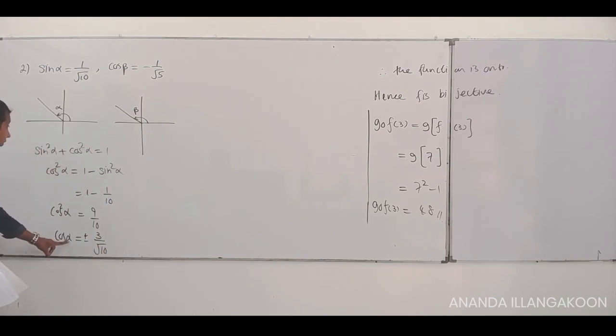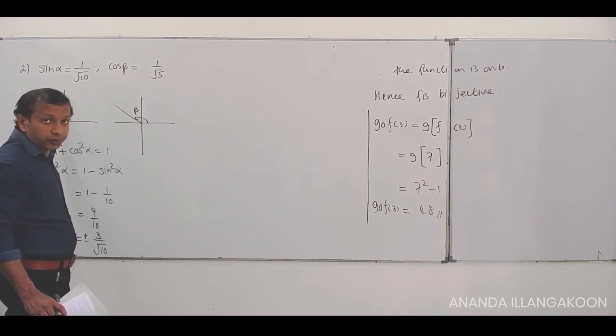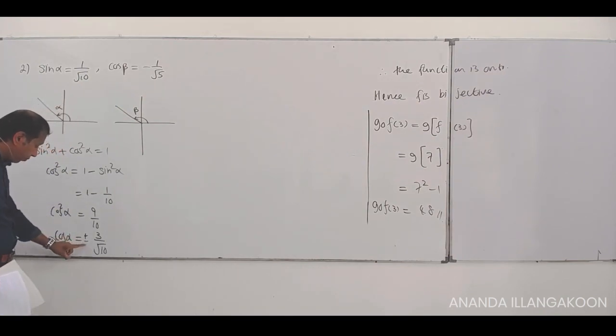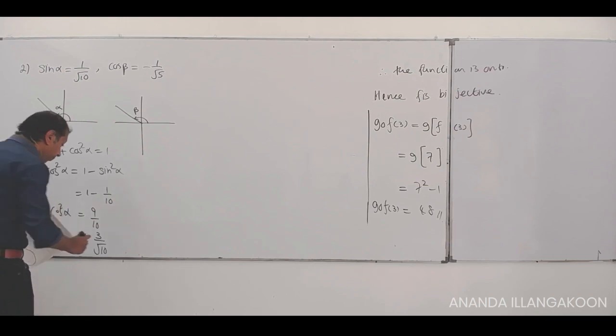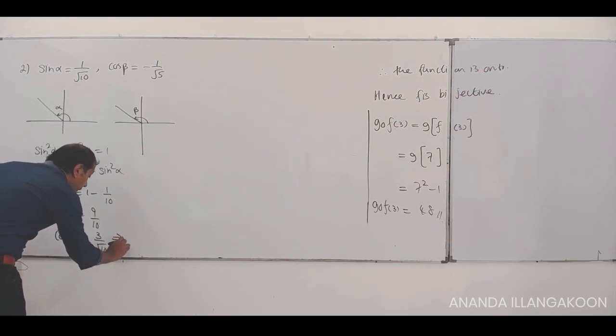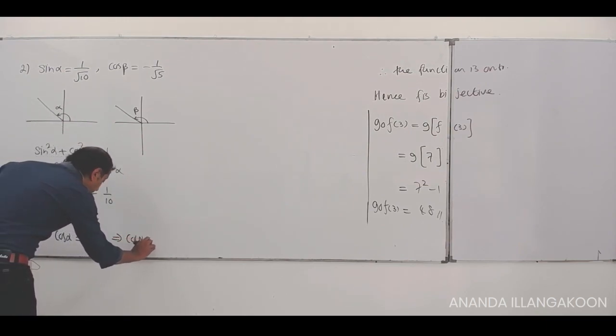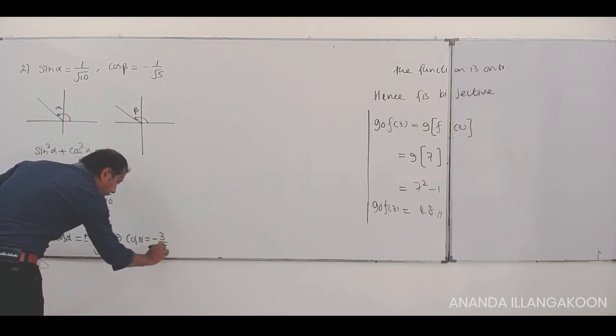But this alpha is in the second quadrant. In the second quadrant, only sin is positive, cos is negative. Therefore, out of these two signs, we have to select the minus sign. Cos alpha is minus 3 over root 10.